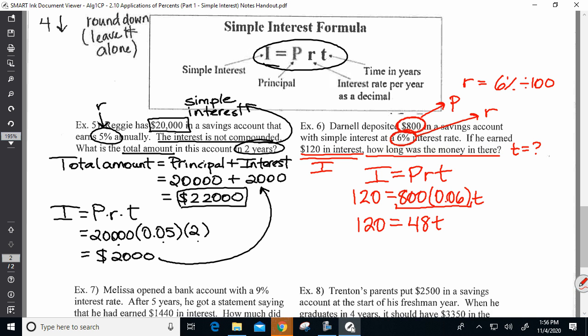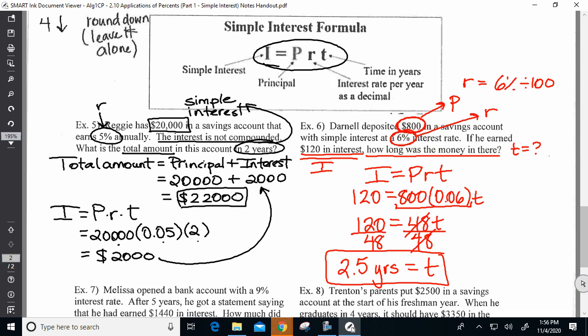Oh, that's an equation. That's a simple equation too. What do you do to both sides? Divide by 48. The 48's drop out. So t is equal to 2.5 years. So if he wants $120 interest, he's going to have to wait 2.5 years.